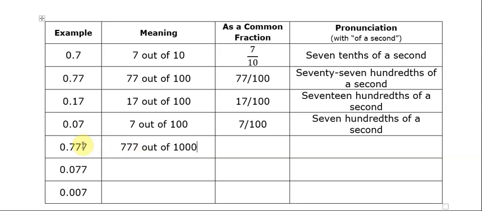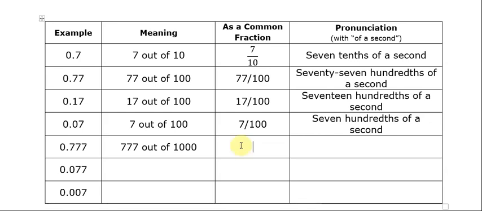Now, do you notice that for each of these examples, the amount of decimal places taken up is equivalent to the amount of zeros following the 1 in the power of 10? Yes, you can use that as your guide as well. So we have 3 decimal places being taken up here. So following the number 1, we will have 3 zeros. So that will cause us to have 777 out of 1000.